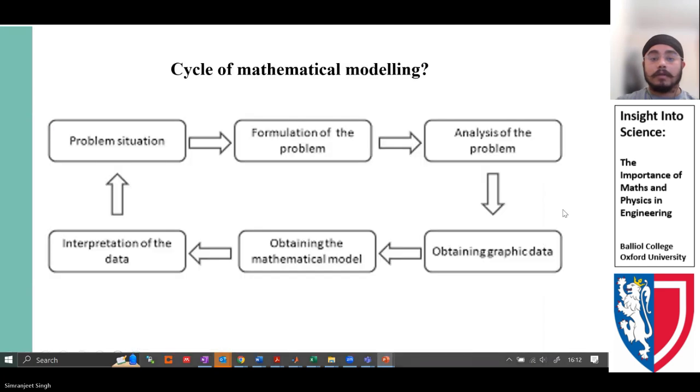Now we have that scenario, we have a problem situation, and we will formalize something. Once the formulation, or the bunch of equations, is ready, we analyze that problem. Once the analysis is done, we obtain the data in a graphical format or any format that you like. We compare them, and then we refine again. And this loop just keeps on continuing until we get the utmost precision that we want.